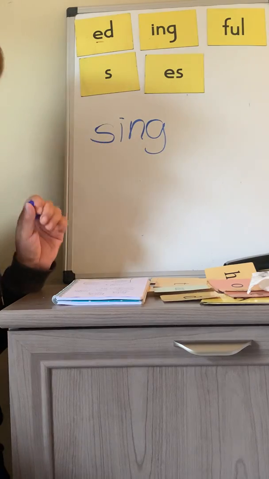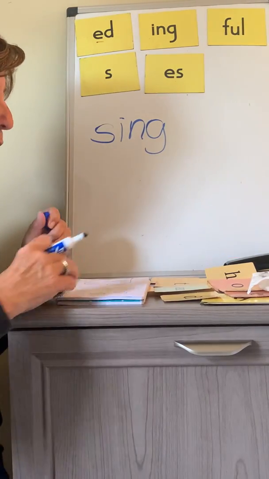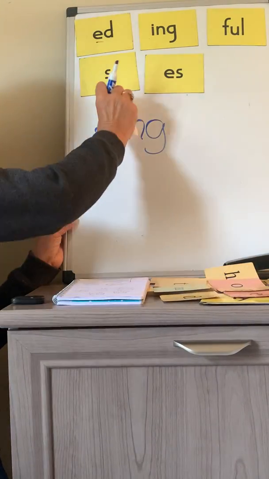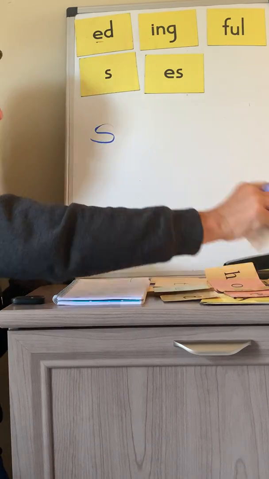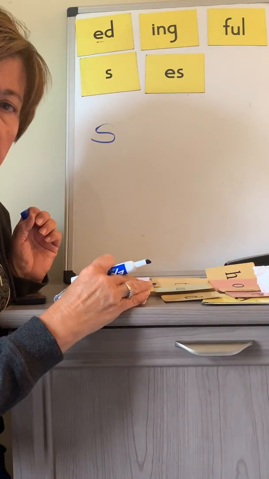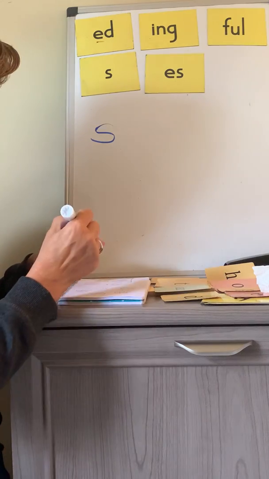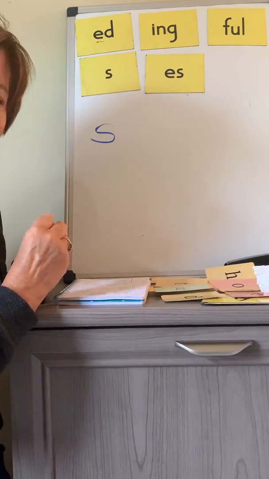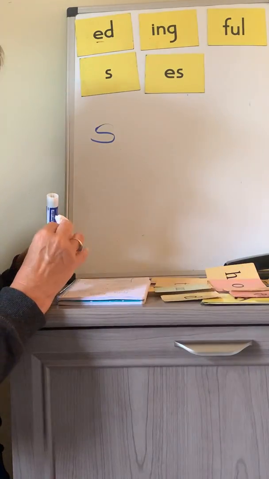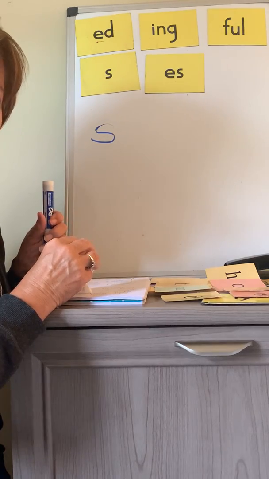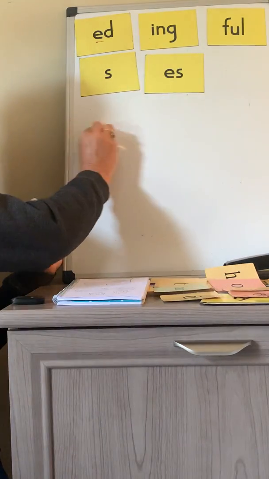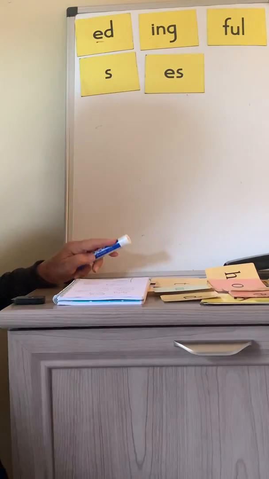I know this ing isn't the suffix because if I took that off, there wouldn't be a real word left. So remember, you have to ask yourself, does this word have a suffix? If it does, what's the base word? So let's begin by building some words.